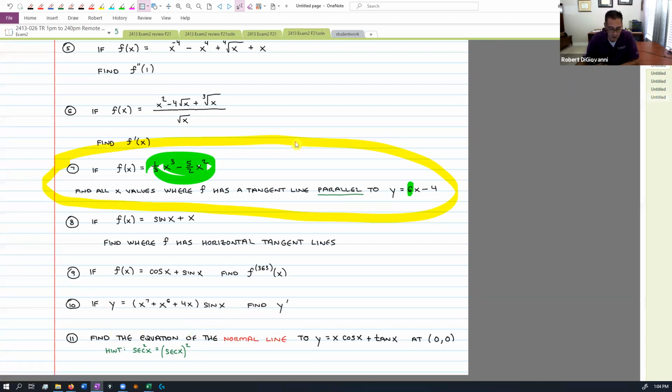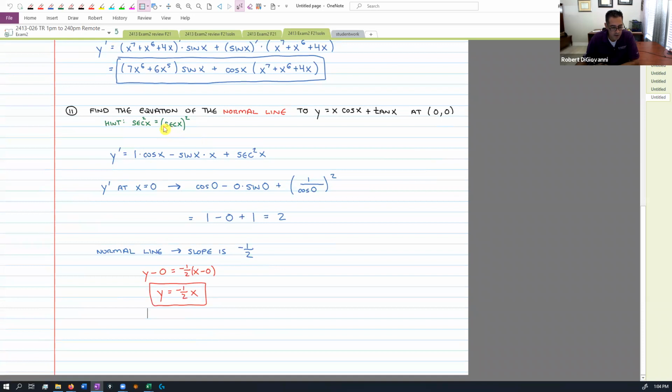So let me just go to the last one here. You're supposed to find the equation of the normal line. So what you're going to do is first find the slope of the tangent line, and then take the negative reciprocal of that slope and use that for the slope of your normal line. But you have to successfully take the derivative of this.